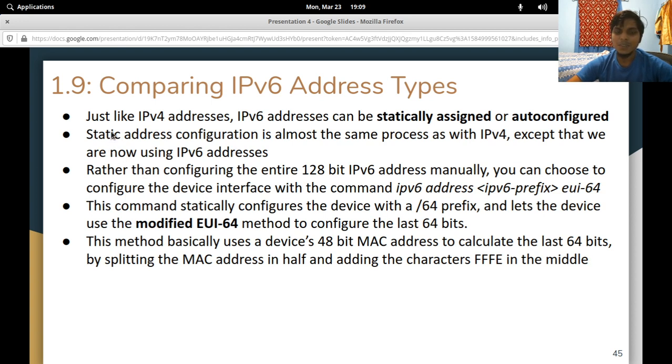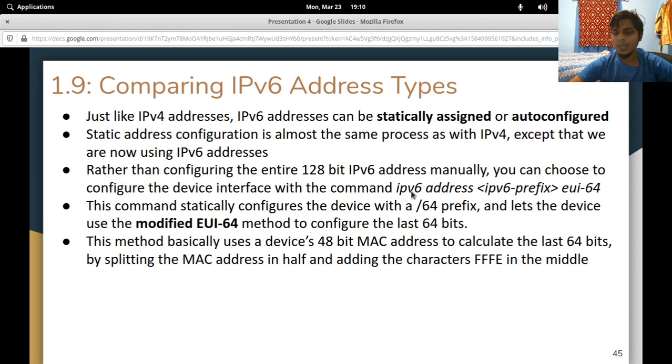Now, just like IPv4 addresses, IPv6 addresses can be statically assigned or auto-configured. Static address configuration is almost the same process as with IPv4, except that we are now using IPv6 addresses. So we set up static addresses before. I think from the very first lab we did static addresses, which basically means you type in the address by yourself.